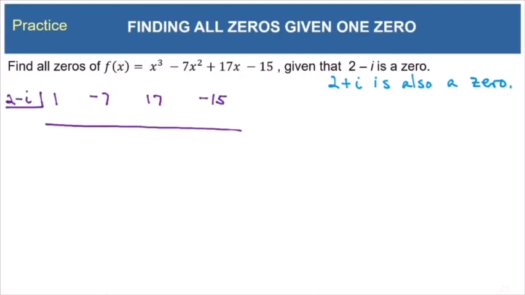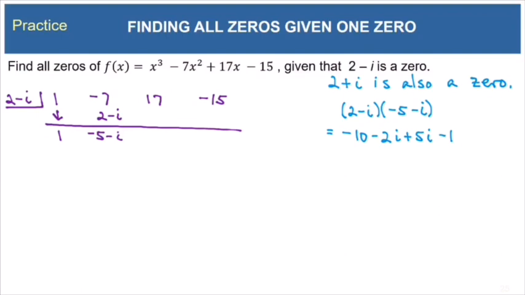And now I'll go through the multiplication a little faster this time, and you can pause the video as needed. And here we go. So pull down the 1, then 2 minus i times 1 is 2 minus i. Now add, and we'll get negative 5 minus i. Now multiply 2 minus i times negative 5 minus i, and I'll do that over here, but I won't walk through it all the way. There's what you get from the FOIL method. That adds up to negative 11 plus 3i, and that goes here. Now add, and you're going to get 6 plus 3i.